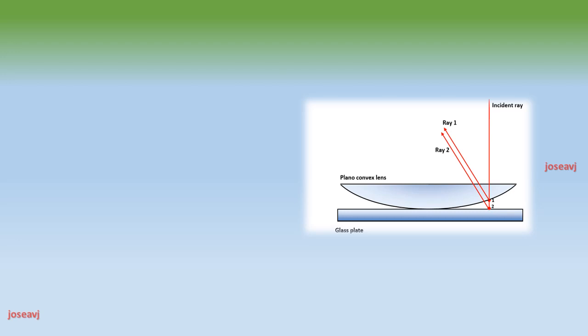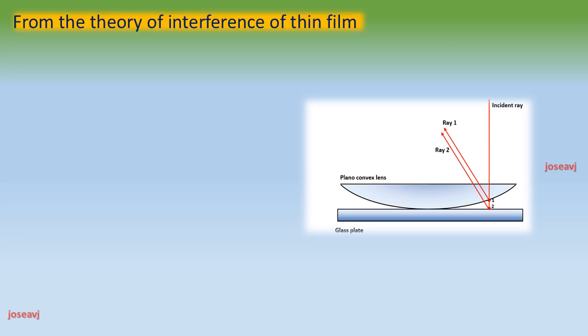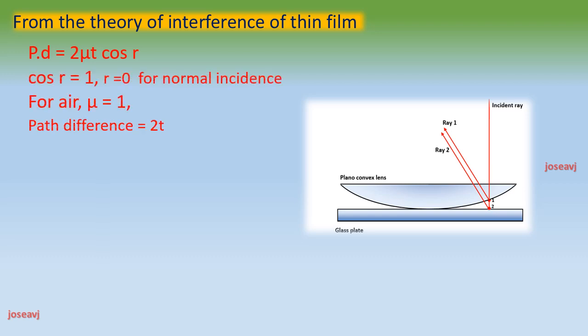Now from the theory of interference of thin film, we have the optical path difference equal to 2 mu t cos r. We know the medium between lens and glass plate is air, and r equal to 0 for normal incidence. Therefore, the expression for path difference becomes path difference equal to 2t, mu equal to 1 for air and cos r equal to 1 for normal incidence. So the path difference between 1 and 2 equals 2t.